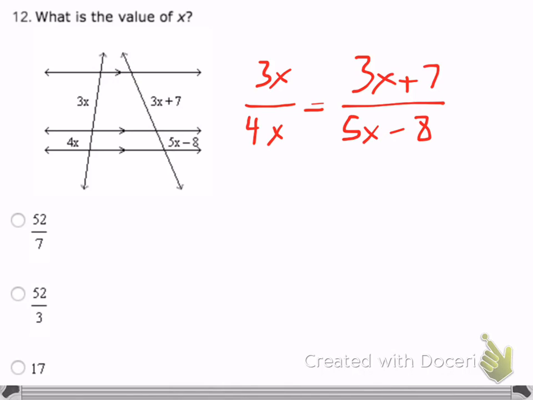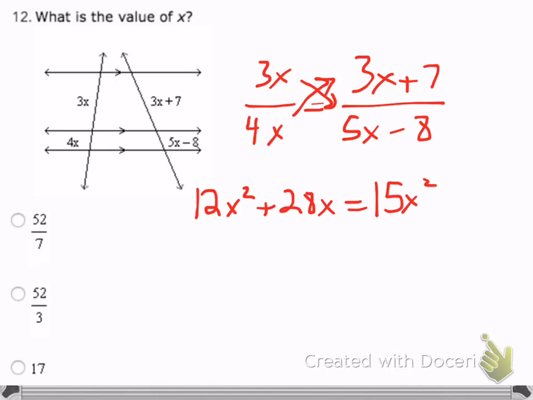So the 4x will be multiplied by 3x plus 7, and that will give us 12x squared plus 28x. And then the 3x multiplies by 5x minus 8, and that gives us 15x squared minus 24x.